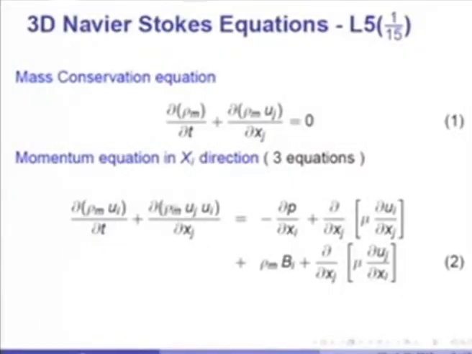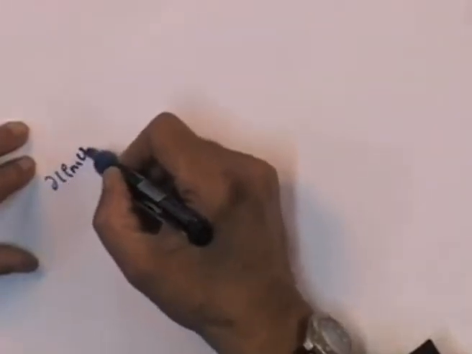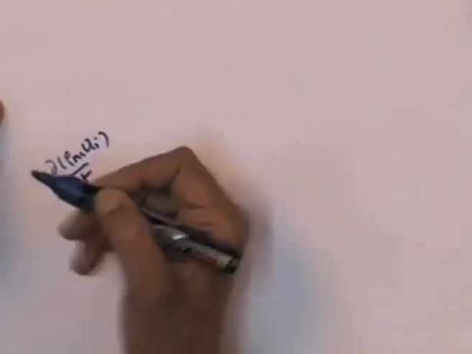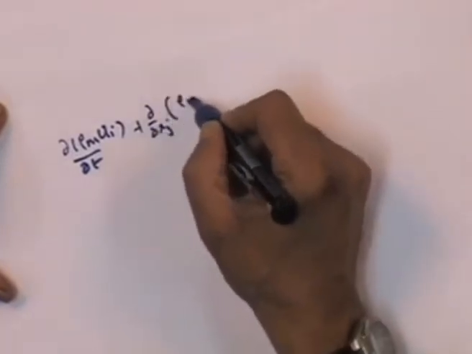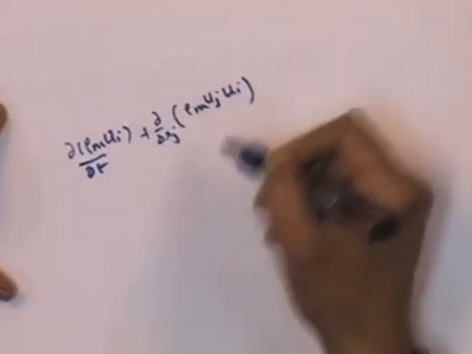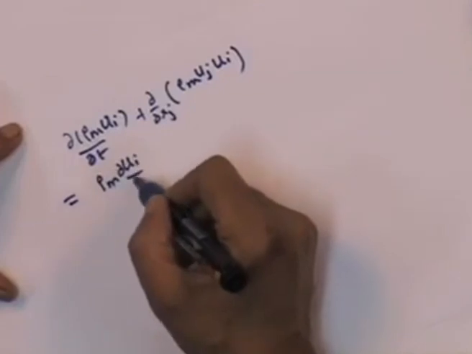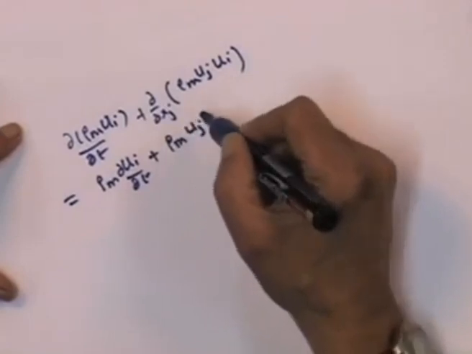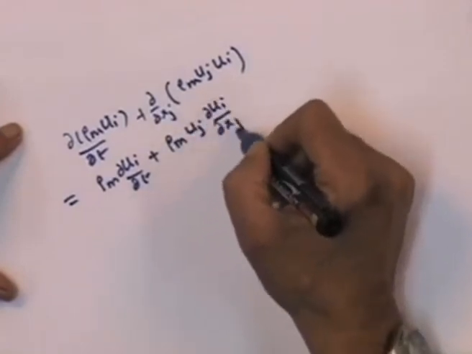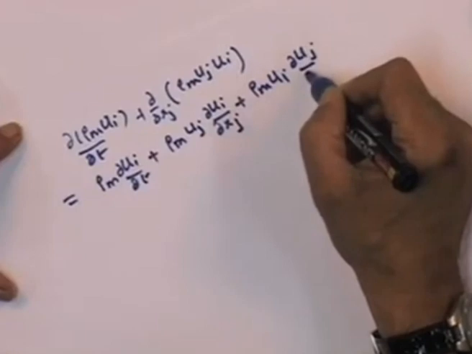We will look at this term now. For constant density and steady flow, you have d rho m ui by dt plus d by dxj of rho m uj ui, and for constant density this will simply become rho m dui by dt plus rho m uj dui by dxj plus rho m ui duj by dxj.